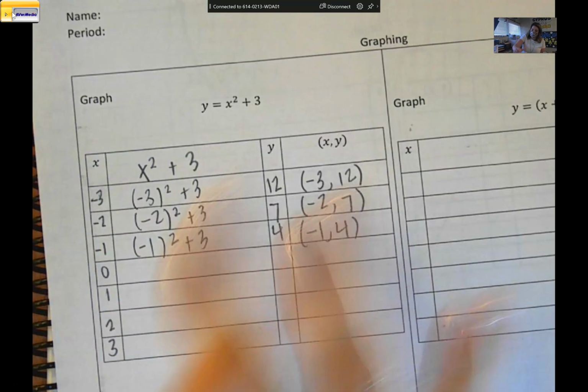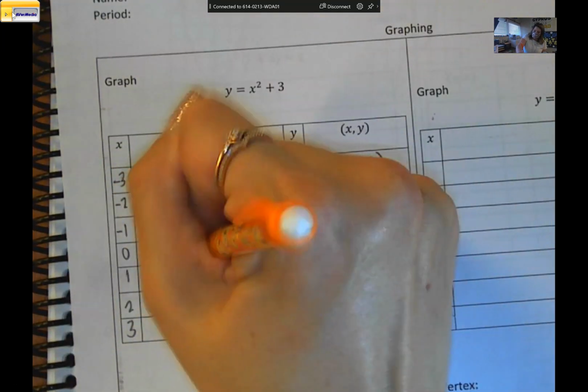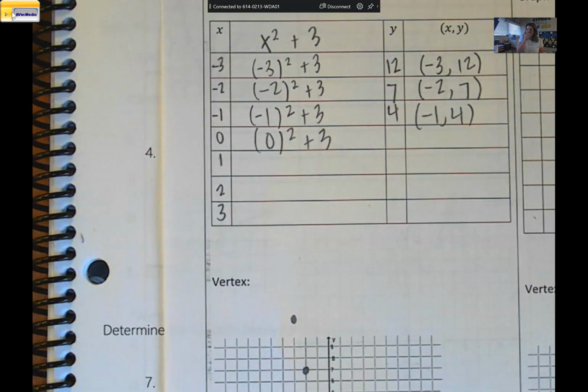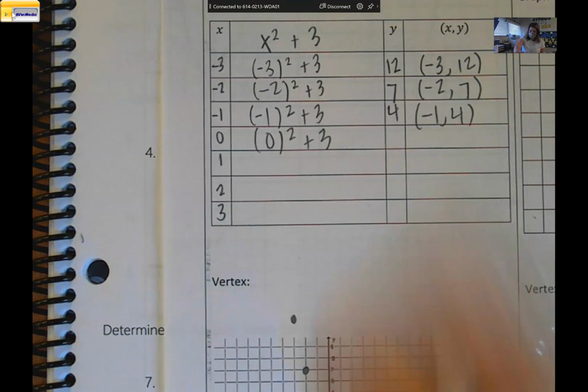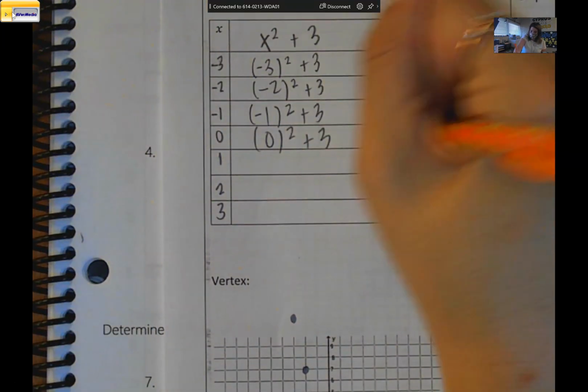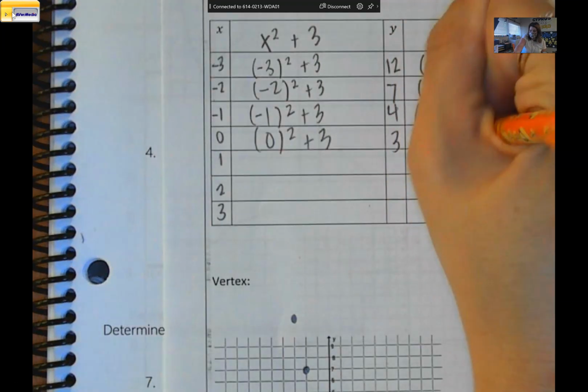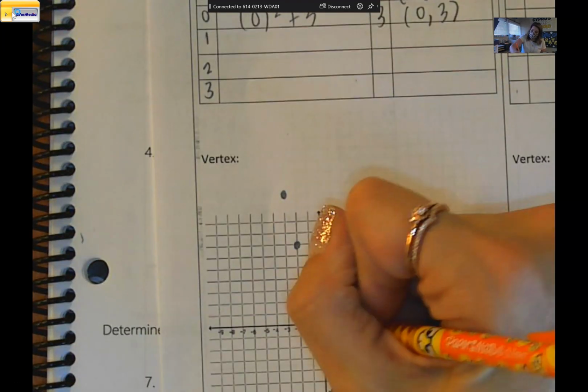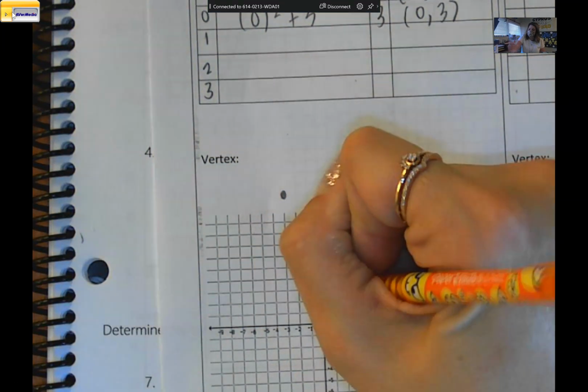Okay, now we're plugging in 0. And I still use parentheses, because I always use parentheses. Oscar, when you get that one, will you give it to me? Yeah, I already got it. Okay, what is it? 3. Okay, 0, 3. So we don't move from the origin, but we go up to 3.